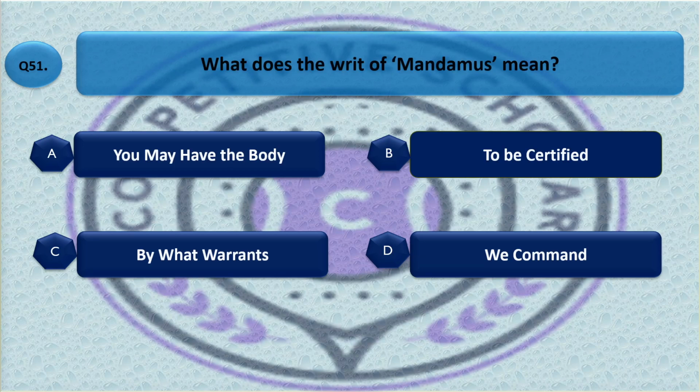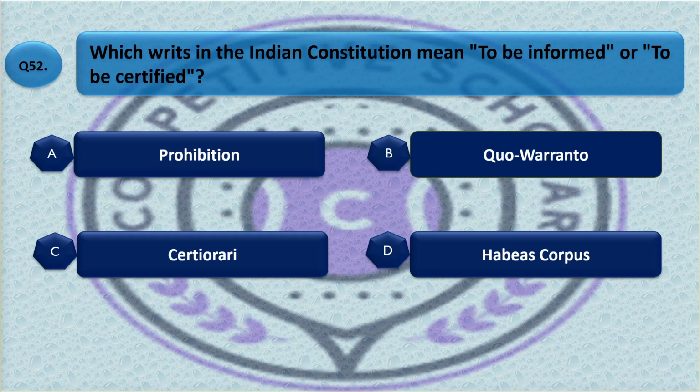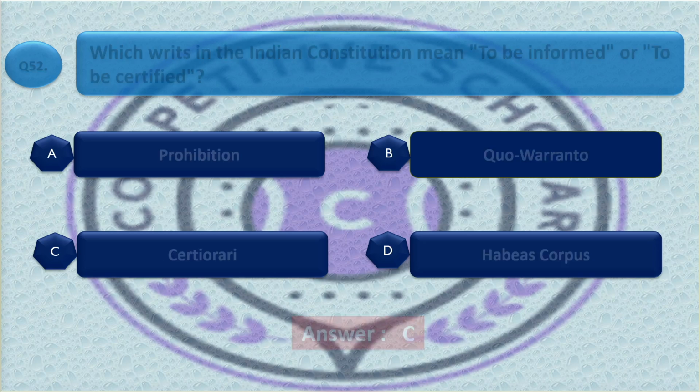Next one. What does the writ of mandamus mean? Option A. You may have the body. Option B. To be certified. Option C. By what warrants. Option D. We command. Answer is option D. We command. Question number 52. Which writs in the Indian Constitution mean to be informed or to be certified? Option A. Prohibition. Option B. Quo warranto. Option C. Certiorari. Option D. Habeas corpus. So the answer is option C.